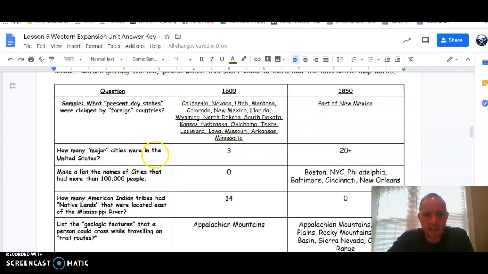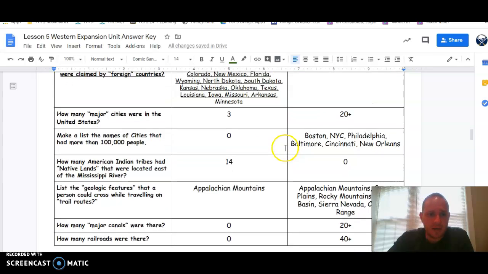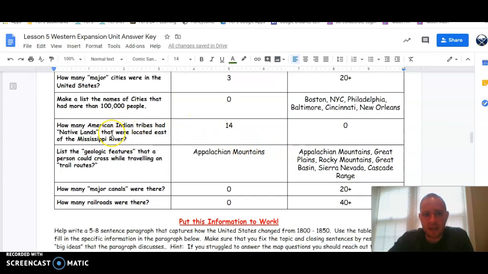Major cities in the United States, in 1800 there were 3, in 1850 there were more than 20. Making a list of names of cities that had more than 100,000 people, in 1800 there were 0. In 1850, we have Boston, New York City, Philadelphia, Baltimore, Cincinnati, and New Orleans. Native American tribes that had native lands located east of the Mississippi River, there were 14 in 1800, 0 in 1850. All the Native Americans were forced off the land to live on reservations.